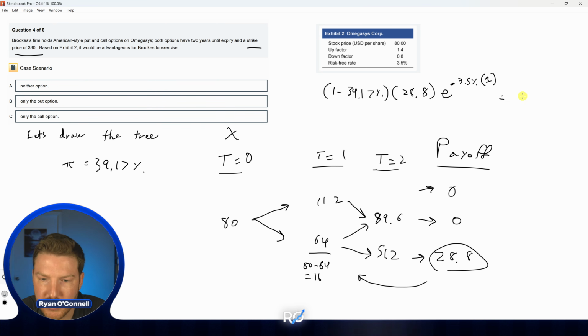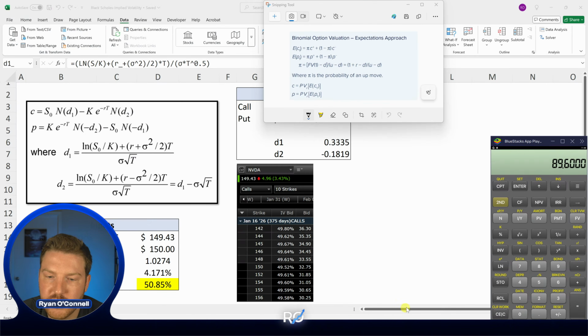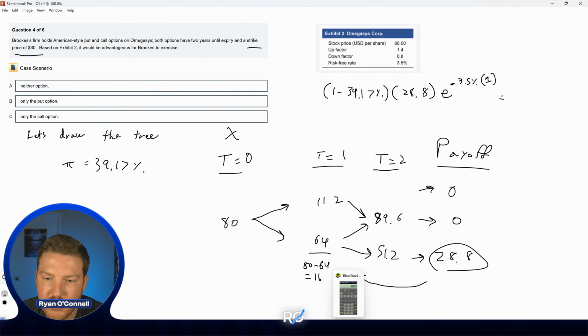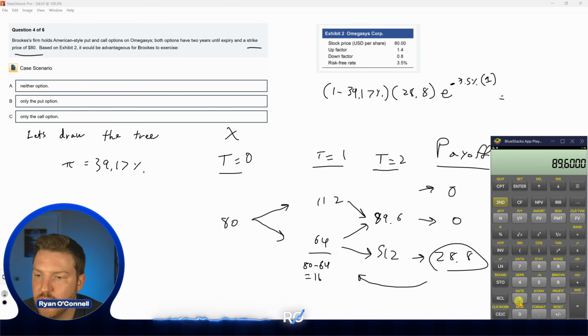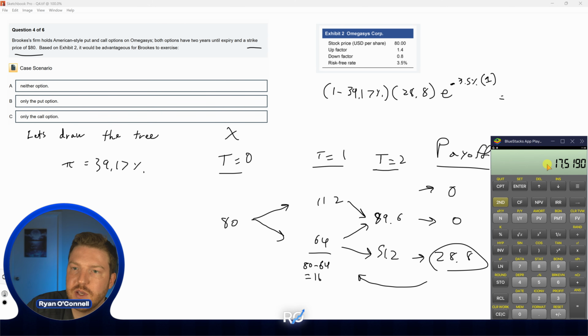So let's see, what's the present value of this? That's going to be 1 minus 0.3917, equals that, times 28.8, which gives us that value. So this is basically the weighted average probability at this time. Now we have to discount it back to this value, or the value of this at that time multiplied by the probability that that happens.